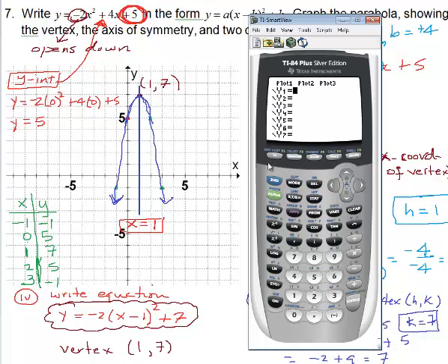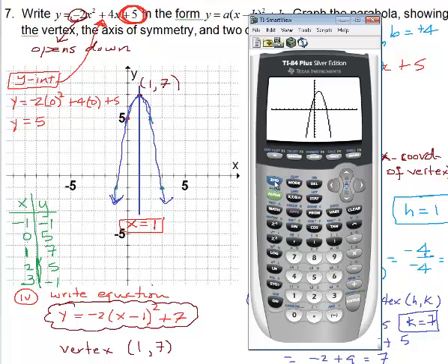Now, since it's given in general form, why don't we put it in general form and then compare it to our form? It's negative 2x squared plus 4x plus 5. See that? Now let's hit the graph button there. And look, it's the exact same, very similar shape. A little bit smoother than mine, but there it is right there. Okay, so it looks like we have that correct.